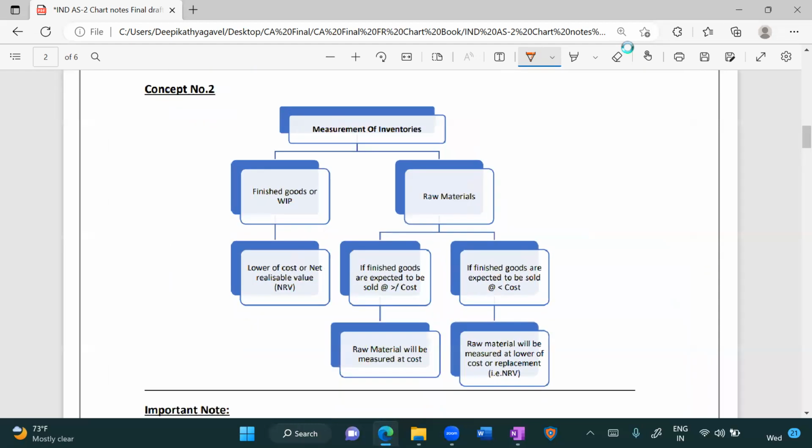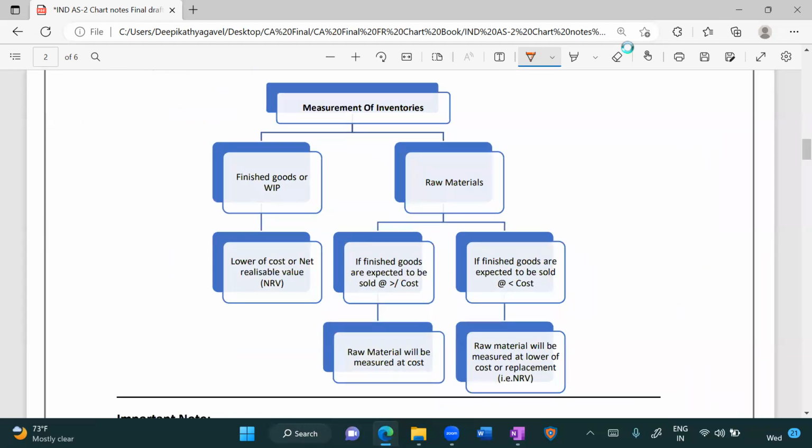So moving on to concept 2, which talks about the measurement of inventory. In case they are finished goods or WIP, inventories are measured at lower of cost or NRV, whichever is lower, right? So you all know this principle. It's a very easy principle. In case it's finished goods or WIP, it is measured at lower of cost or NRV. But the thing where you need to be careful is raw materials, right? So let's look at that.